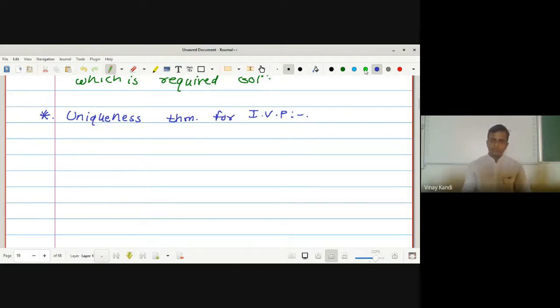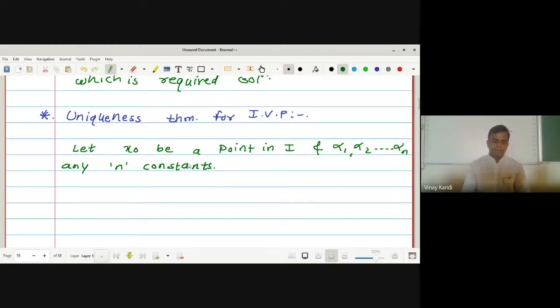Let x naught be a point in I, and alpha 1, alpha 2, up to alpha n, any n constants. There is at most one solution phi of x.